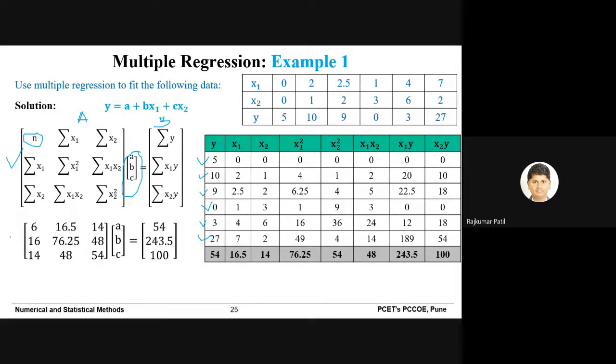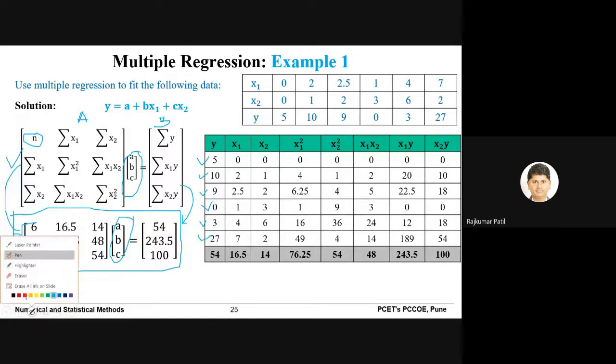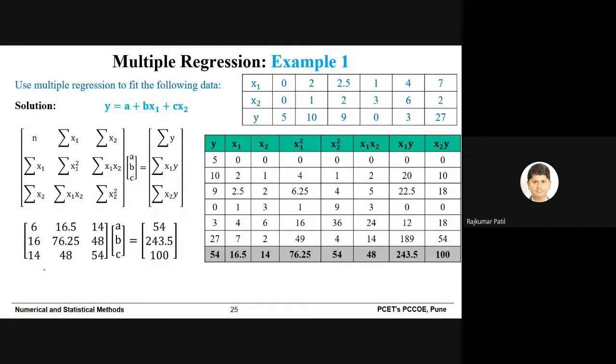So here you can see we put all the values of matrix A and matrix B, and now we have to calculate the values of coefficients A, B and C. Now when I look at this matrix, we have seen such a type of matrix while solving problems related to simultaneous equations. So here I'm not going to tell you how to solve this matrix Ax is equal to B. You need to do it on your own and find out the coefficients A, B and C.